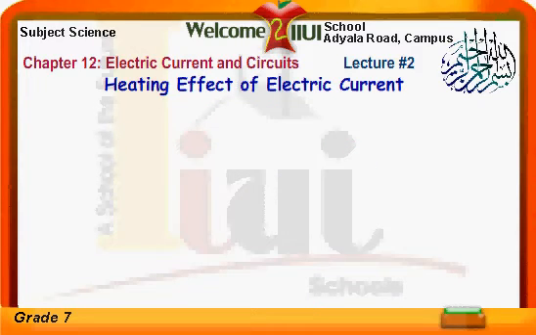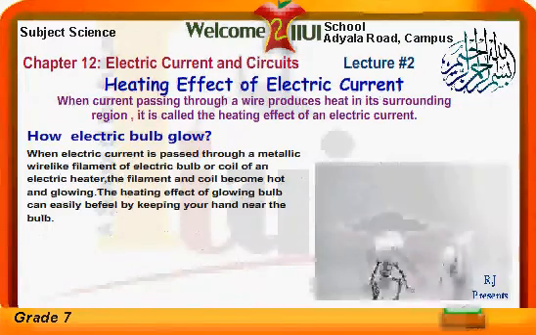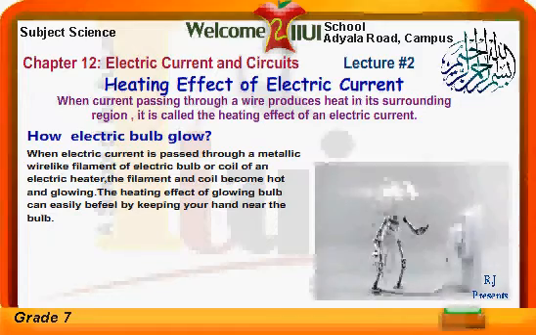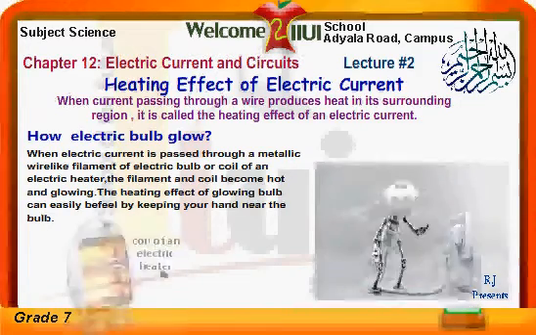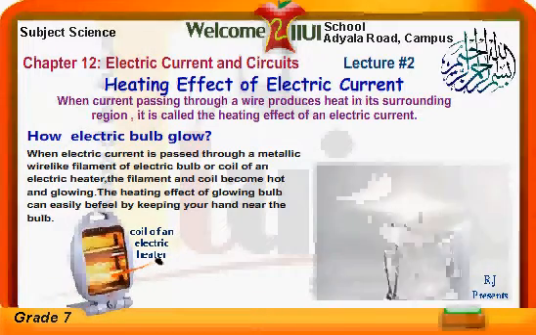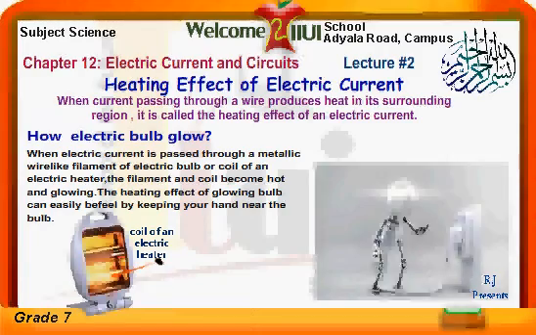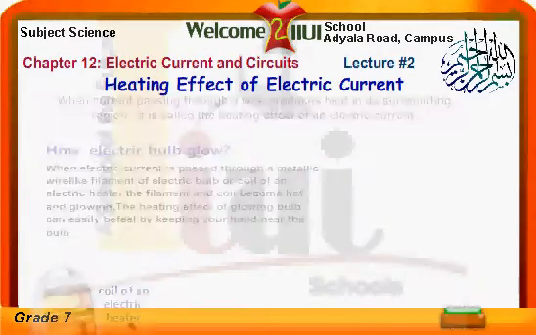Heating effect of electric current. When current passing through a wire produces heat in its surrounding region, it is called the heating effect of an electric current. Students, how does an electric bulb glow? The answer to this question is, when electric current is passed through a metallic wire, like the filament of an electric bulb or the coil of an electric heater, the filament and coil become hot and glowing. The heating effect of a glowing bulb can easily be felt by keeping your hand near the bulb.